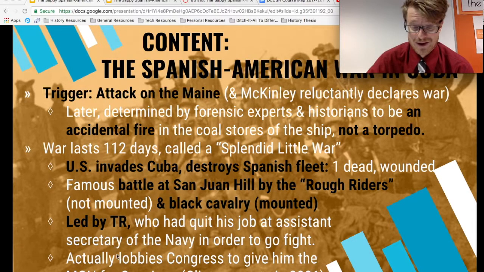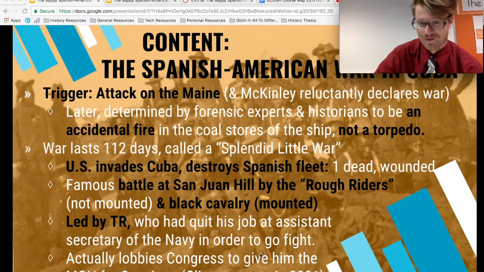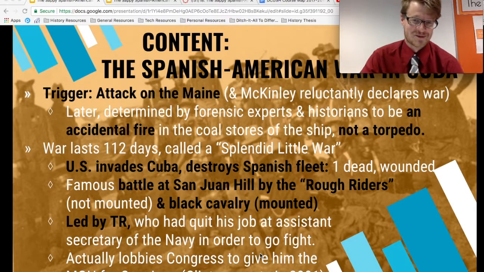He quit his job as an assistant secretary of the Navy in order to go fight. And TR later actually lobbied Congress, from this battle, to give him the Medal of Honor, which is normally not how you apply for it. It's either given to you for something pretty darn awesome, or for something pretty darn awesome and you died. So the Medal of Honor is incredibly hard to get, but he actually lobbies Congress for it. And, of course, he gets it thanks to President Clinton in 2001.